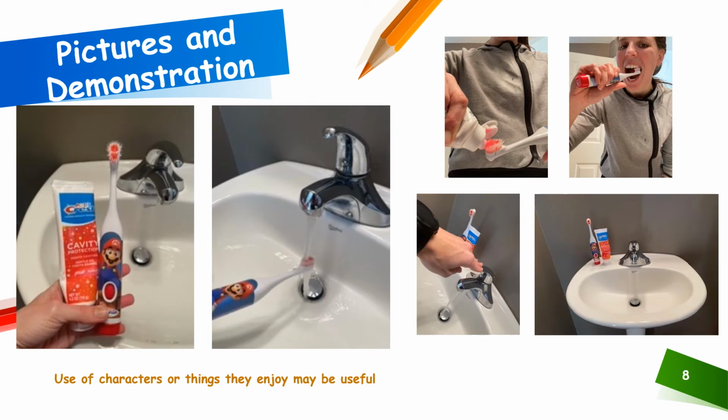So this is an example of using the parent or sibling and using actual pictures of the materials that you're using to help your child learn. And then also using characters or things that they enjoy can make the process even more fun for them. Like my son likes Mario, so we got him a Mario toothbrush and he really likes using it.